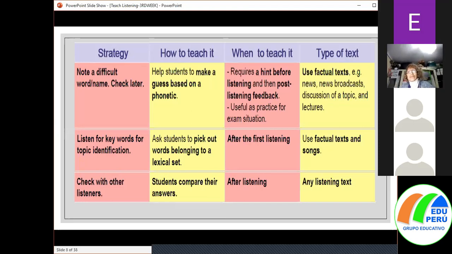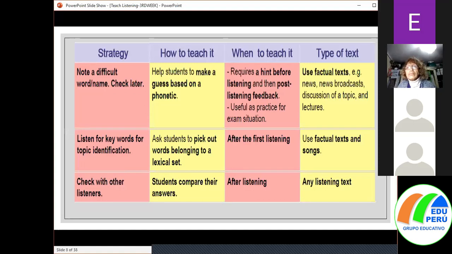And the other strategy is check with other listeners. So how to teach it? Students compare their answers. You made your students listen to something, no? After listening, they must answer some questions. So now, after this, compare your answers. Are they right? Do you agree or disagree? So this is another strategy to reinforce what they understood, to check with other listeners. That type of test, any listening test, so here we don't have any difference, all right? So notice these strategies: note a difficult word, listen for keywords for topic identification, and check with other listeners.